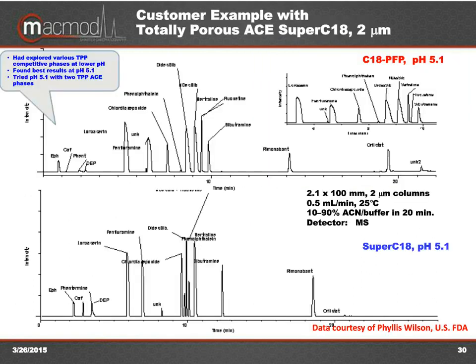The reason why I chose the appetite suppressants was that I had a customer that called in the middle of last year from the FDA, Phyllis Wilson, and she was charged with developing an LC-MS method for a variety of these appetite suppressants. I think there were 14 or 15 compounds in her sample. She had tried a lot of method development work from low pH to mid pH, and had actually found that pH 5.1 was the best for her sample up to that point.